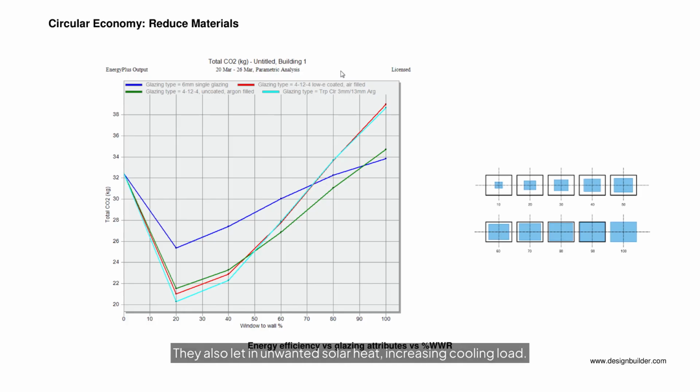They also let in unwanted solar heat, increasing cooling load. So as the window-to-wall ratio increases, buildings often become less energy efficient. They can lose more heat in winter and gain more unwanted heat in summer.